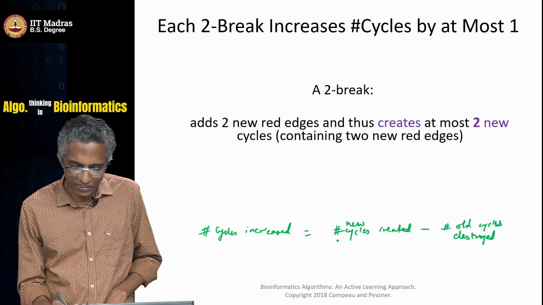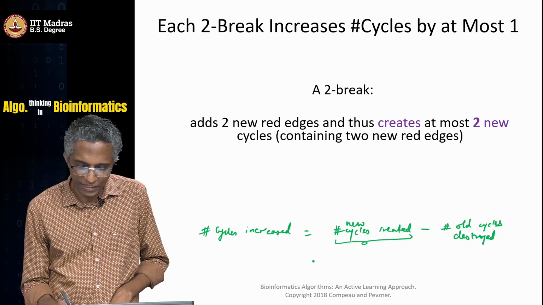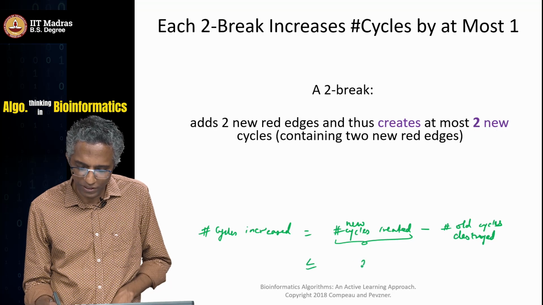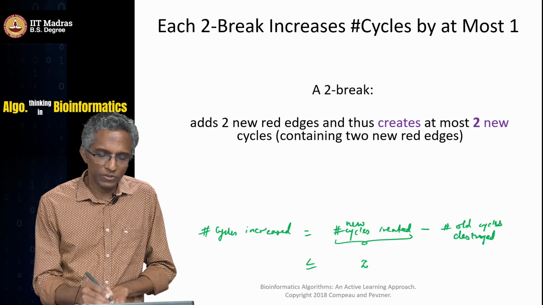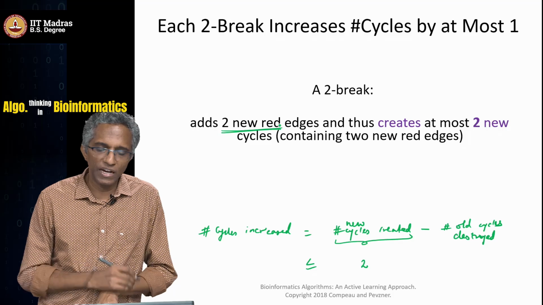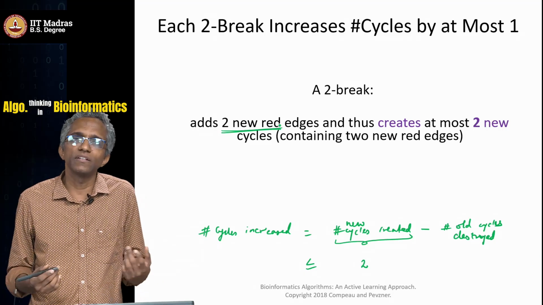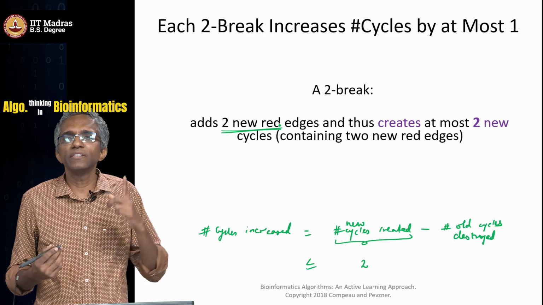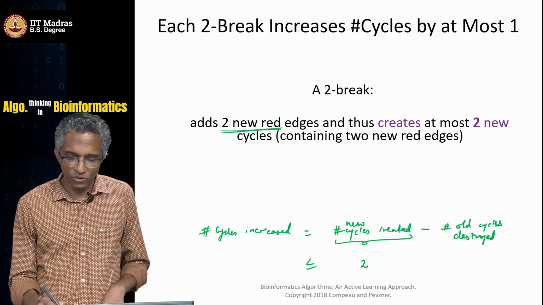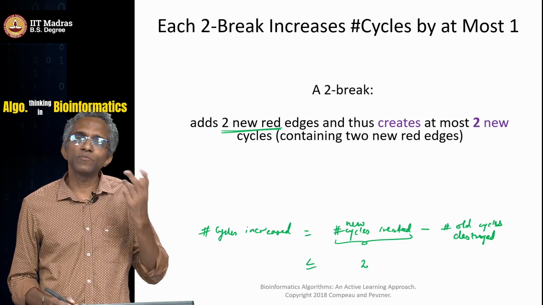And I want to get an upper bound on the number of cycles that are increased. Which means that the number of new cycles created, I am going to argue that it is going to be at most 2. Why is that? Because you are adding 2 new red edges, and that can participate in 2 different cycles. There is no more red edges that you are adding in a single 2 break operation, right. And so, this number of new cycles created can be at most 2.